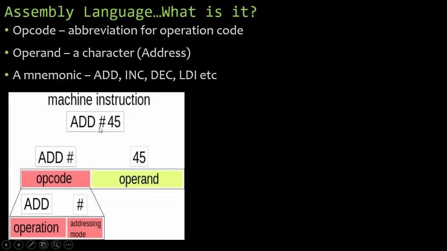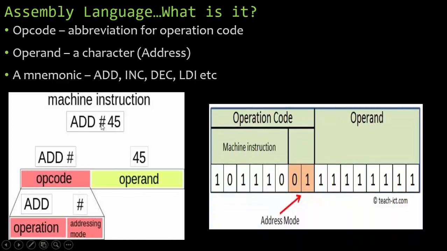What do you want to add? We want to add the number 45. So the opcode is the operation and the addressing mode. The addressing mode is not the address 45, but rather the number 45. That's what that pound sign means.